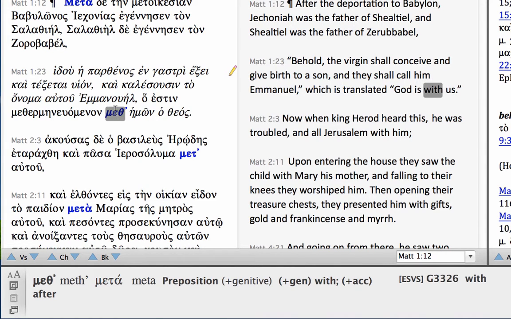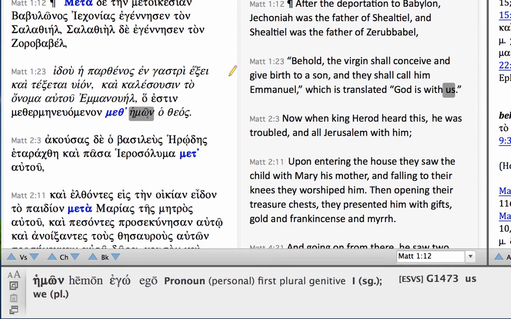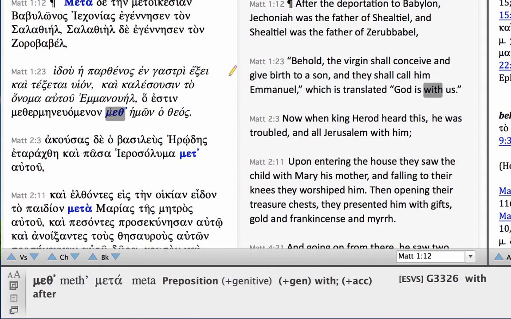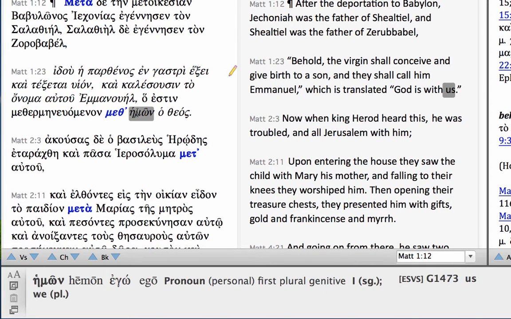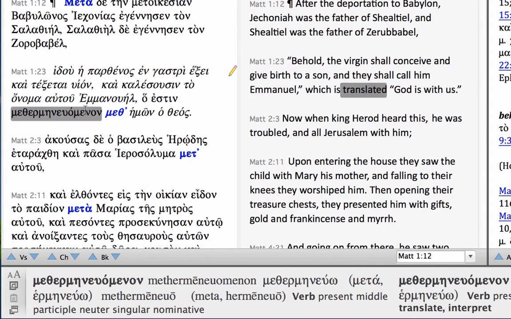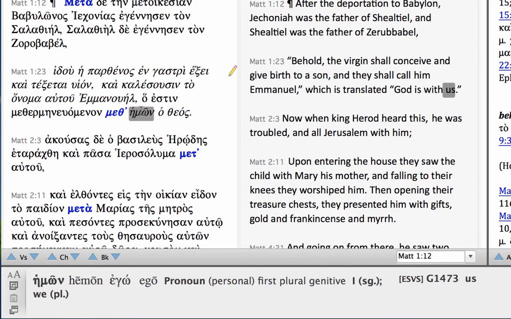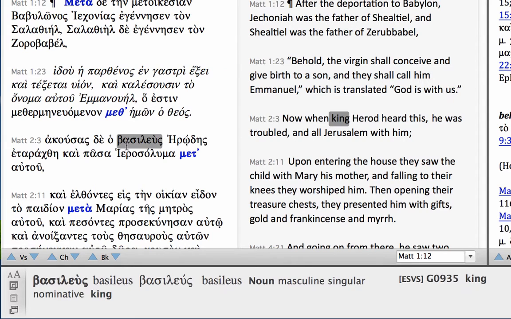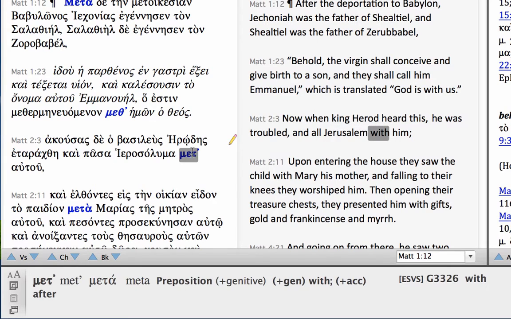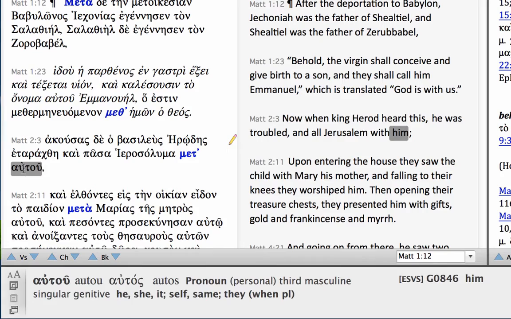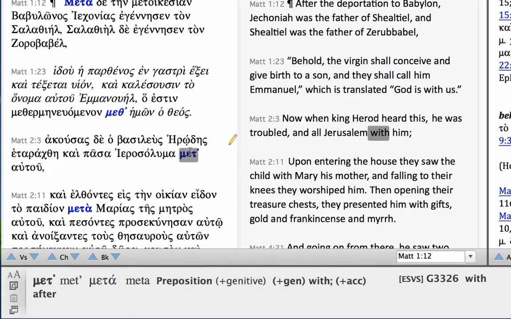But you notice you can't translate this until you go find its object. But here the object, hamon, is in the genitive. You go, oh, okay. In this case, meth has to mean with. It can't mean after because its object is in the genitive. So Emmanuel means God with us. See the process? All right. Matthew 2:3, now when King Herod heard this, he was troubled, and all Jerusalem met. Well, what's the object? It's autou, it's in the genitive, so met means with him.